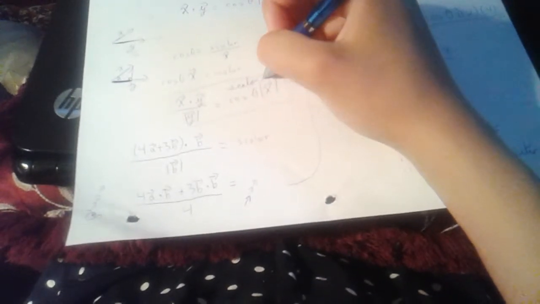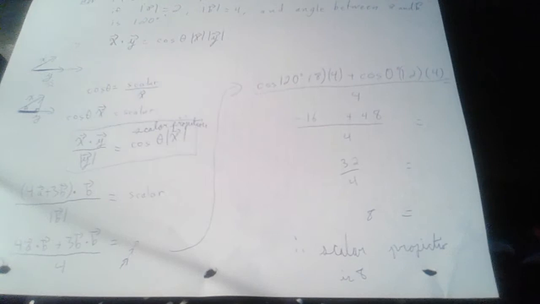To recap, we have 4a plus 3b onto b. We took our new formula for scalar projection, which is x dot y divided by the magnitude of y equals the scalar projection. We plugged in our x, our y, and our magnitude of y, then we used the distributive property, and from there you just solve it all out. And that's it. Good luck with that.